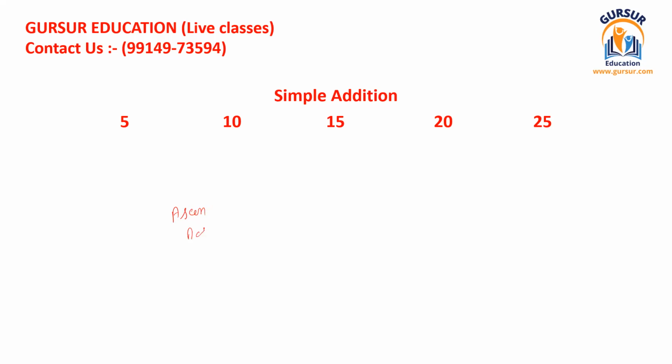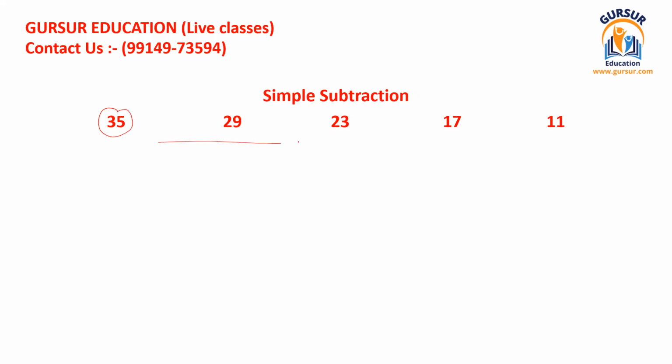When the series is in ascending order, first of all it should come to your mind that you should move with addition. Like 5 is lesser than all and 10 is lesser than all except 5. So this series is in ascending order. When the series is in ascending order, addition should come to your mind first. And when the series is in descending order, see, 35 is bigger than all the digits given. Then 29 comes, then 23, then 17, then 11. If the series is in descending order, subtraction should come into your mind first. Addition should not come.